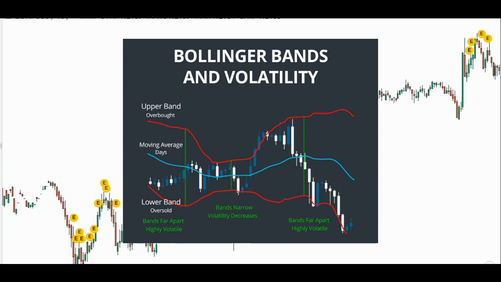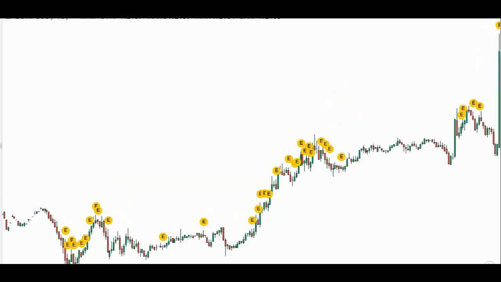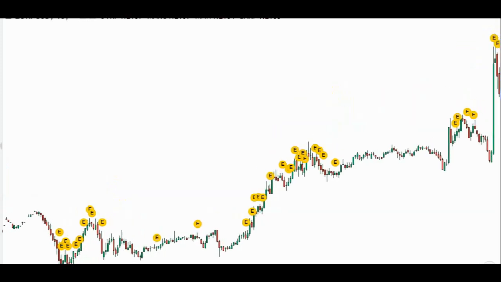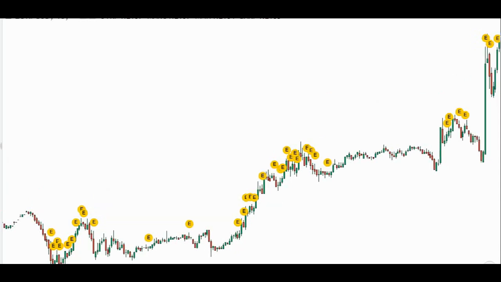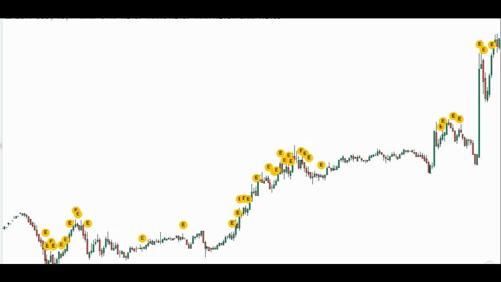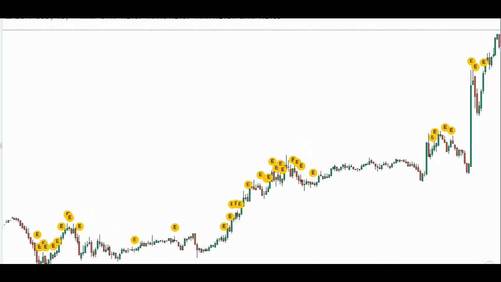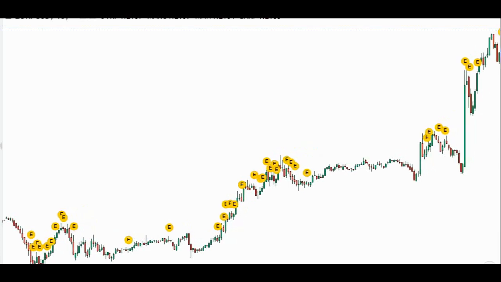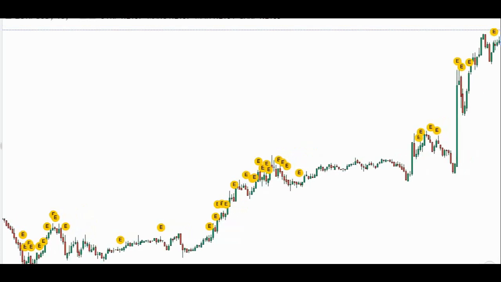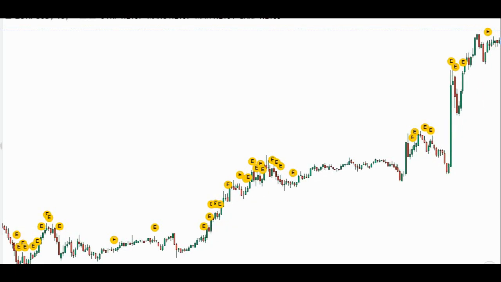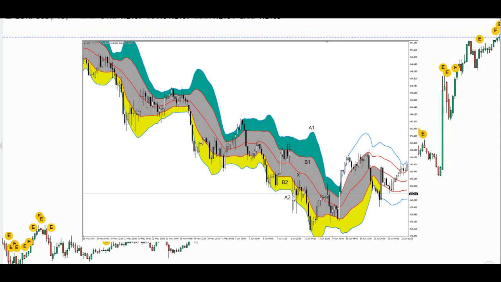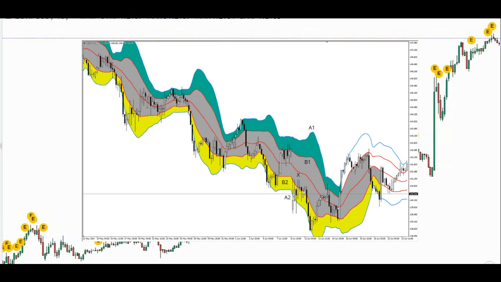What is the Bollinger Band indicator? The Bollinger Band indicator is a trend indicator consisting of 3 lines. It was created by John Bollinger in the 1980s. It can help you identify overbought or oversold areas, as well as determine the current market volatility. The Bollinger Band is best described as a volatility indicator.